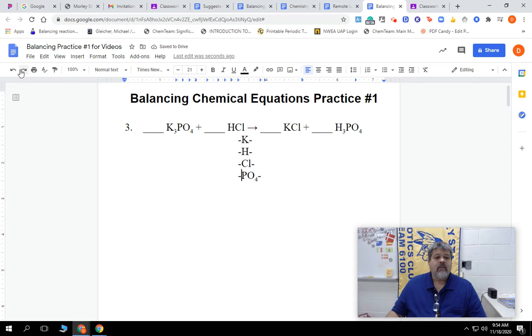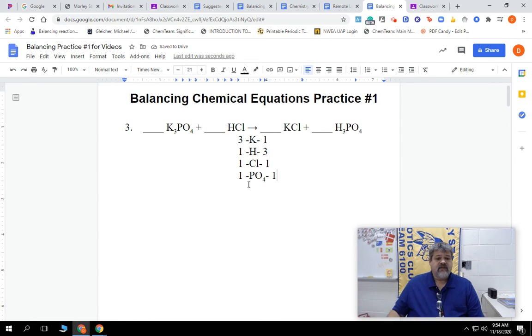Now we can go ahead and put how many we have of each one. So I have no coefficients in there right now. Right here I have 3 potassium, so we're going to put that in there. 1 polyatomic ion, phosphate. We have 1 hydrogen right here, and we end up having 1 chlorine. We're going to do the other side now. We're going to have 1 potassium on this side. Okay, we have 1 chlorine with that. We have how many hydrogens? Yep, 3 hydrogens, so we'll put that in there. And we have 1 polyatomic ion of phosphate.